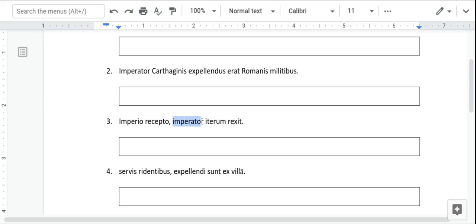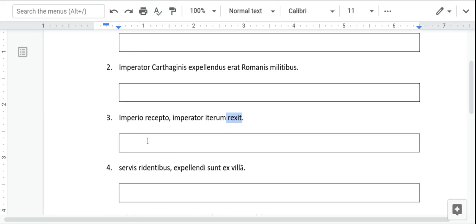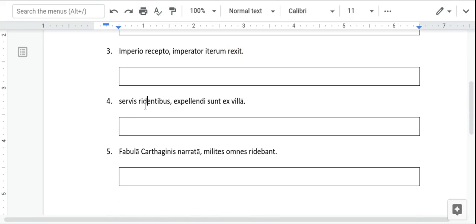the general or commander ruled again. All right, iterum was, I think, in this vocab, and rexit is from rego, to rule. The emperor ruled again. Number 4 also started with an ablative absolute. This time it features not the perfect participle, but the present participle. And you can see that with this -NT.